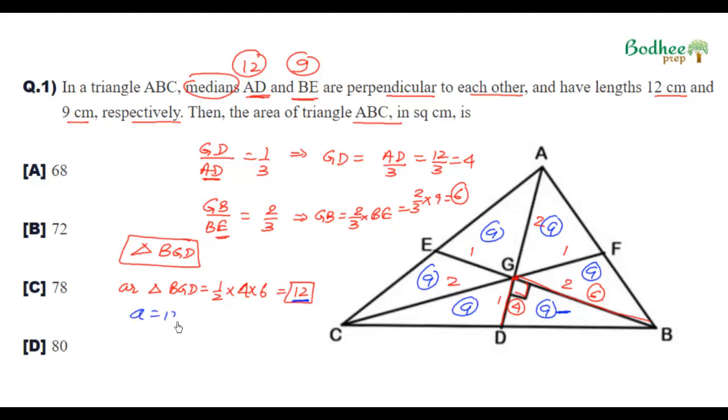So if A is equal to 12, the total area of the triangle will be nothing but the area of this plus this plus this plus this plus this. So clearly, if I add, then this is going to be 6 of A. Substituting the value, we'll be getting it as 72. So option B becomes the right answer.